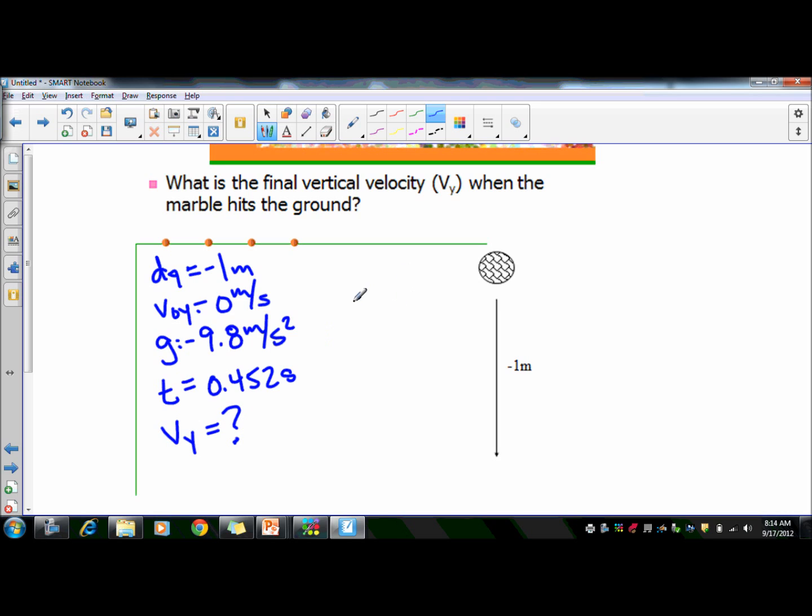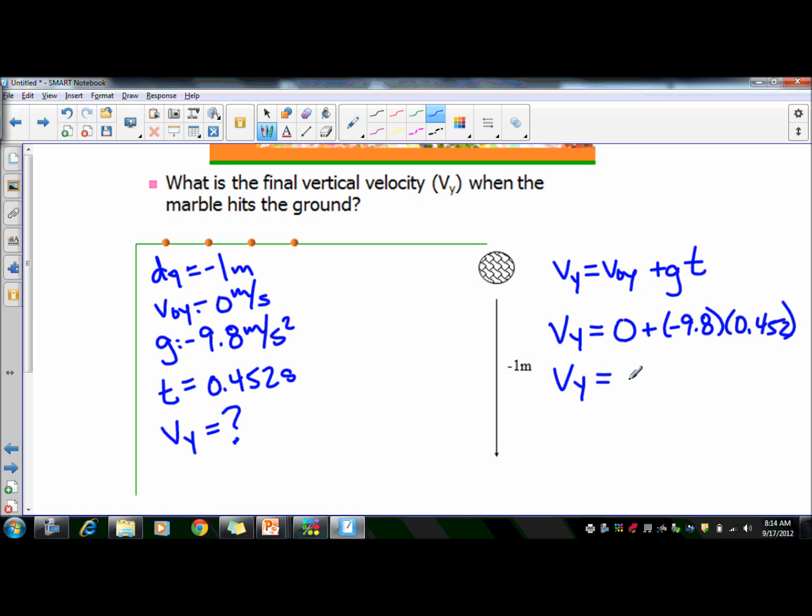I would go with the easiest equation here, which would be Vy equals v naught y plus gt. So now I'll plug in what we know, 0 plus -9.8 times 0.452. So -9.8 times 0.452 gives us a velocity of -4.43 meters per second. Now what does the negative indicate? It indicates it's going down. So negative means down.